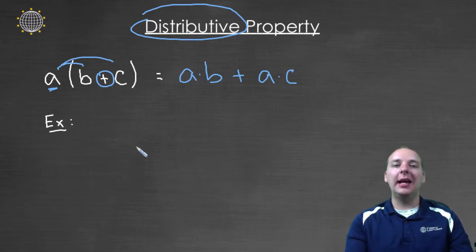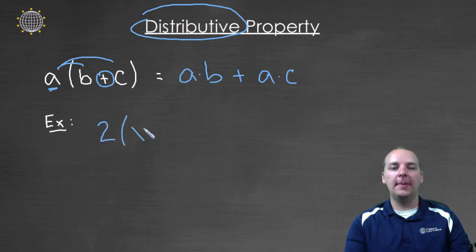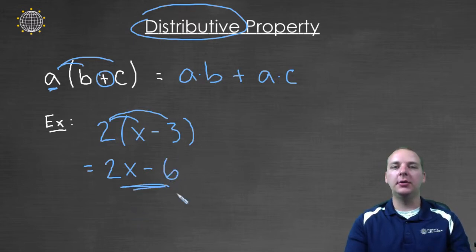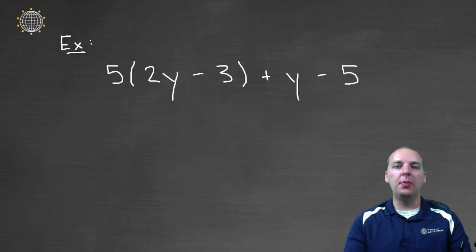So a very light example would be something like this. 2 times the quantity x minus 3, for example. So here I've got the distributive property because I have a single term that's being multiplied times x minus 3. So I'll distribute the 2 to the x and the 2 to the 3. So our final answer will be 2x minus 2 times 3, which is 6. All right, so that's how we'd apply the distributive property. Let's look at a couple more involved examples.